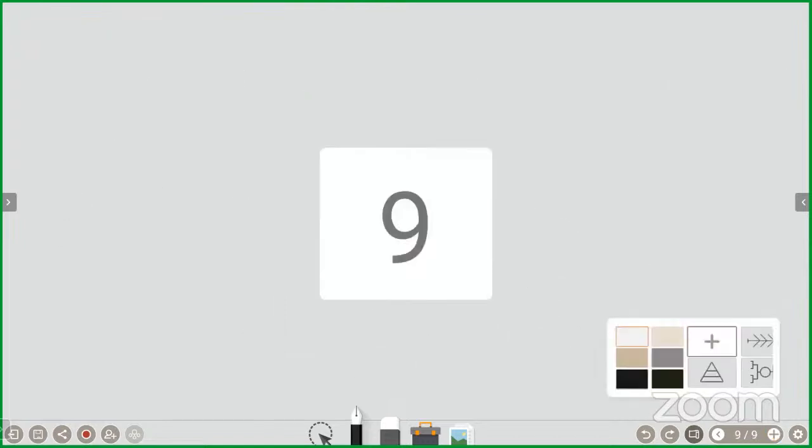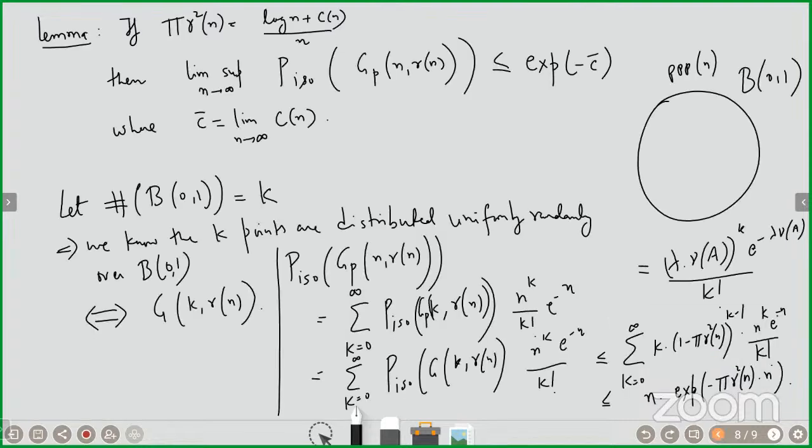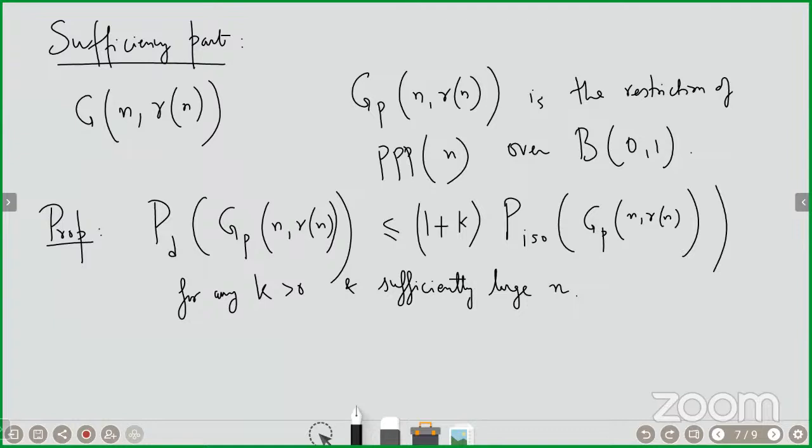Okay. Now, given that I've done this, what should I do next? Well, what is my goal? My goal is really to compute the isolation probability upper bound. I want you to use this somehow.